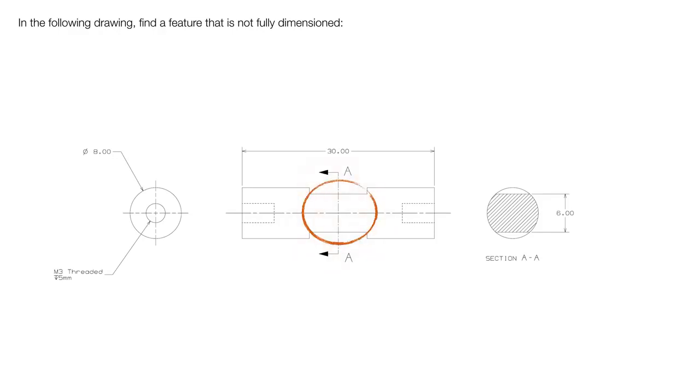It's the flats here. In the cross section, the distance between the 2 flats is shown. However, the distance from the edge of the shaft to the start of the flat and also from the edge to the end of the flat is not shown, so that needs to be in there.